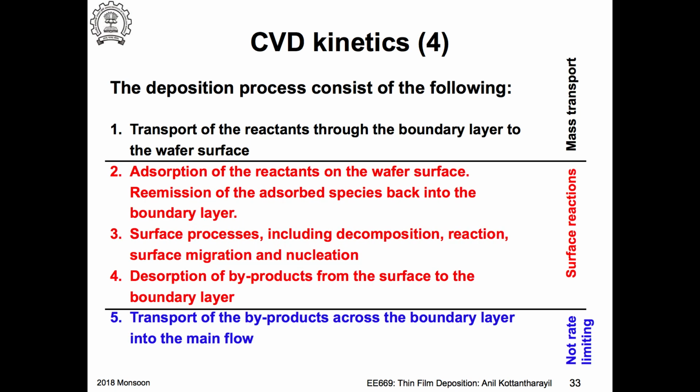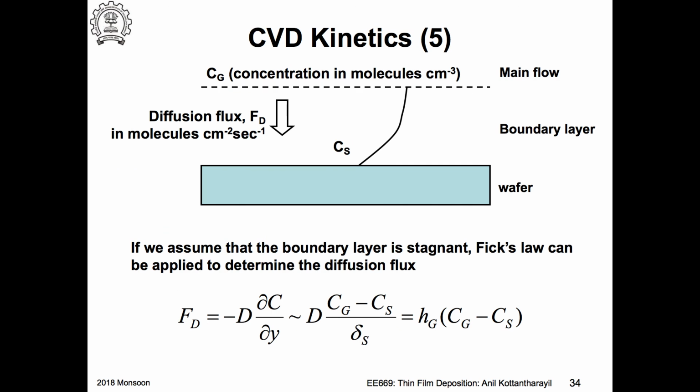So I can now classify them: this is your mass transport, and then you have your surface reactions, okay, and you have mass transport here also, that is the transport of the byproducts across the boundary layer into the main flow. Usually people assume that this is not rate limiting, okay, but we may review this assumption later on. So if you now look at the process, a similar analysis we have done for the oxidation, so it should be easier for you to understand.